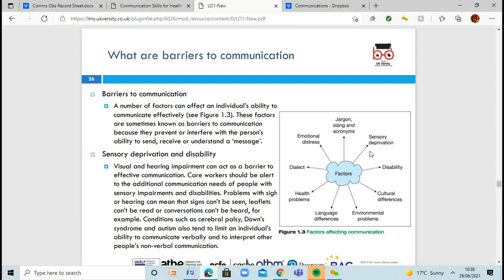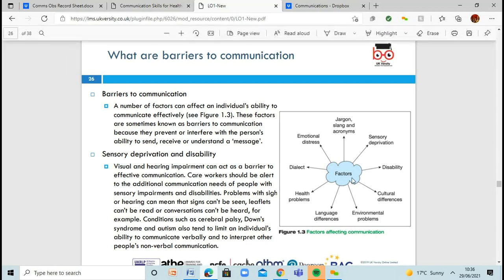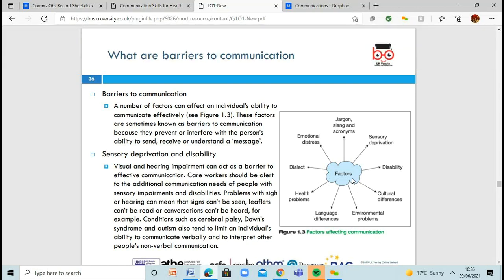disabilities, and sensory deprivation. Has anyone come across any sort of barriers to communication to do with any of these points that I talked about? Sorry, did you say something? Yes. So can you give me an example of something that might have happened where you've had a barrier to communication? The one of disability. Mm-hmm.